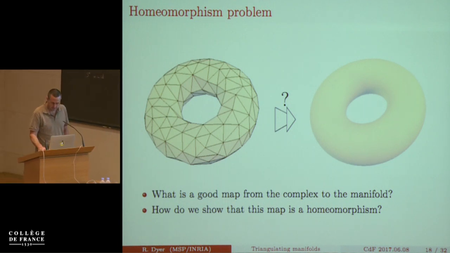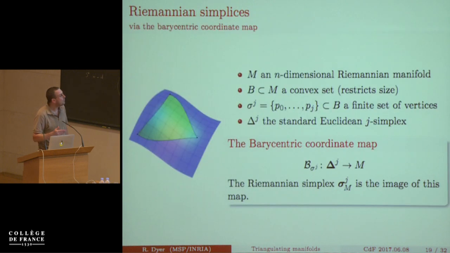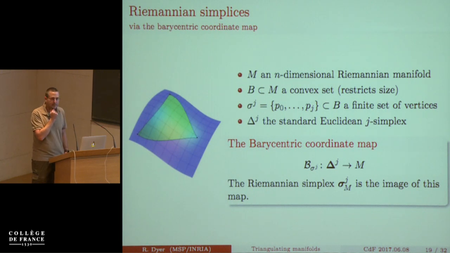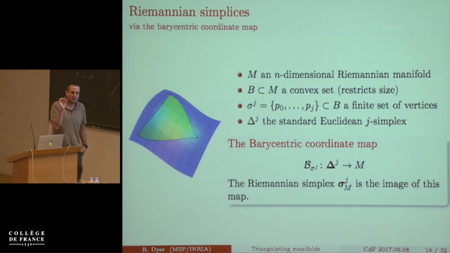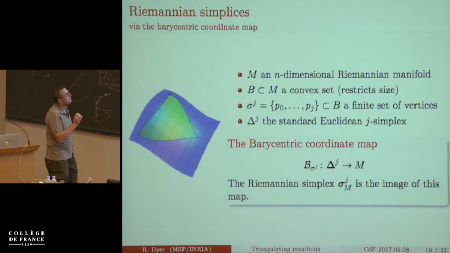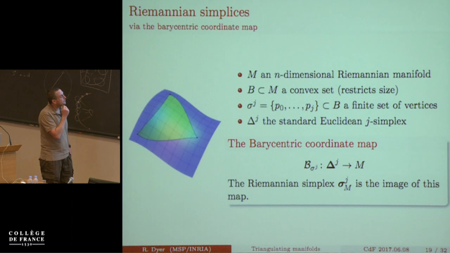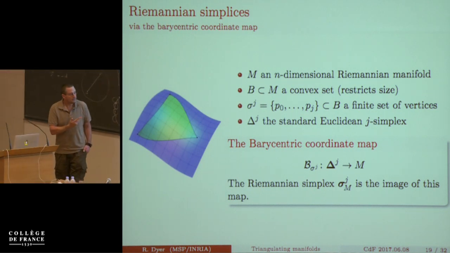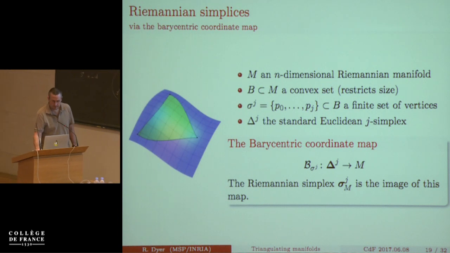And the idea is you'd think just patching together a natural map into your coordinate charts, but what comes out is there is this very natural definition of Riemannian simplices. You can define barycentric coordinates. If you have points on the manifold in a small enough neighborhood, I can define a map from a regular Euclidean simplex into the manifold, and I'll call the image of this map a Riemannian simplex.